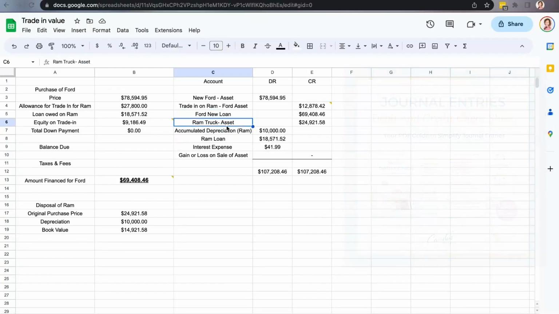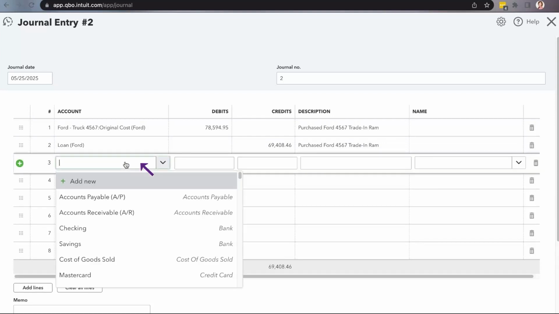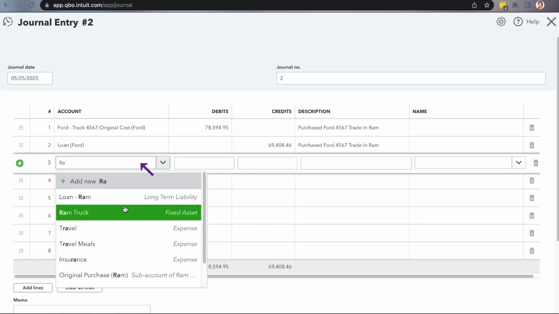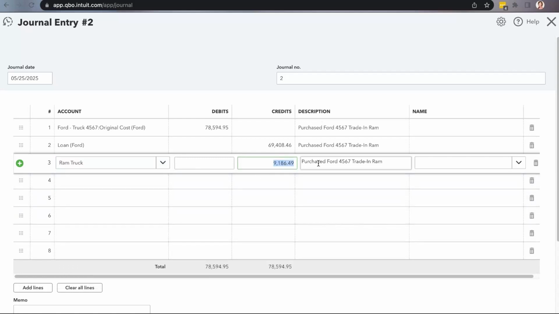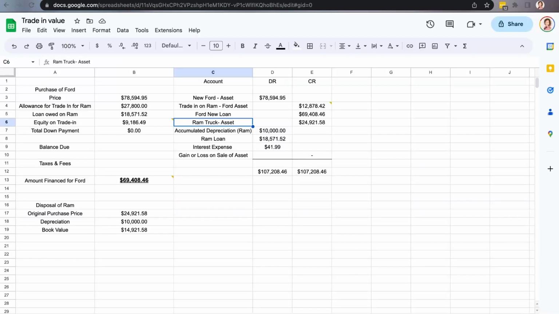All right, next we are going to go on and do the Ram truck and assets. So $24,000. That's also going to be a credit. That's actually removing the original Ram out of your QuickBooks. And because assets are usually debit based, we are going to do a credit here. So we're going to do the fixed asset. And the amount for that is $24,921.58. And you'll notice it keeps moving my description as I type in additional ones because I did it initially.